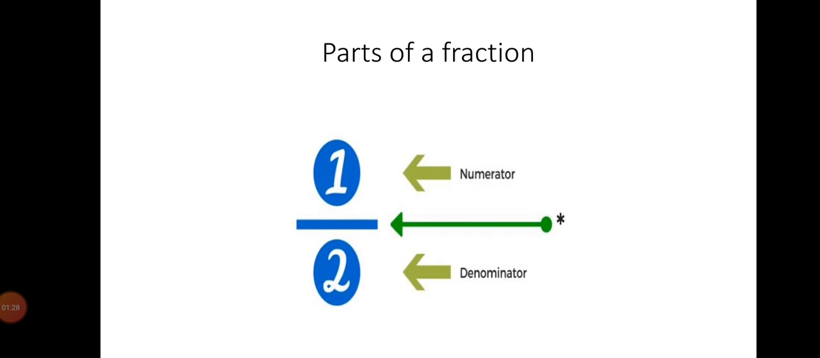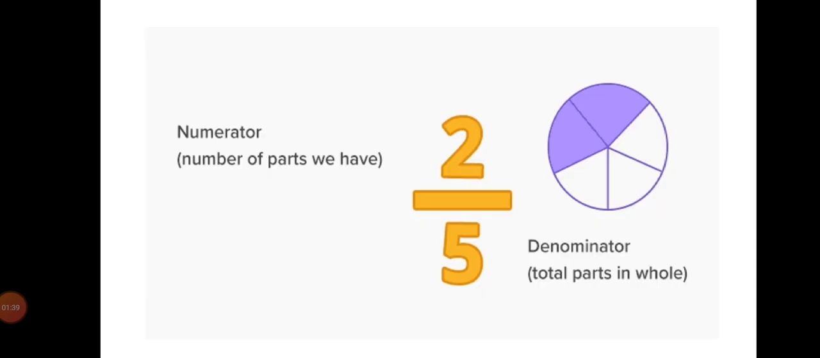What are the parts of a fraction? A fraction has two parts: the numerator and the denominator. What is the numerator? For example, there is a circle which is divided into 5 equal parts, and the number of parts which are colored is 2. We write it on the upper side of the fraction, which is called the numerator, and the total parts in a whole thing is called the denominator.